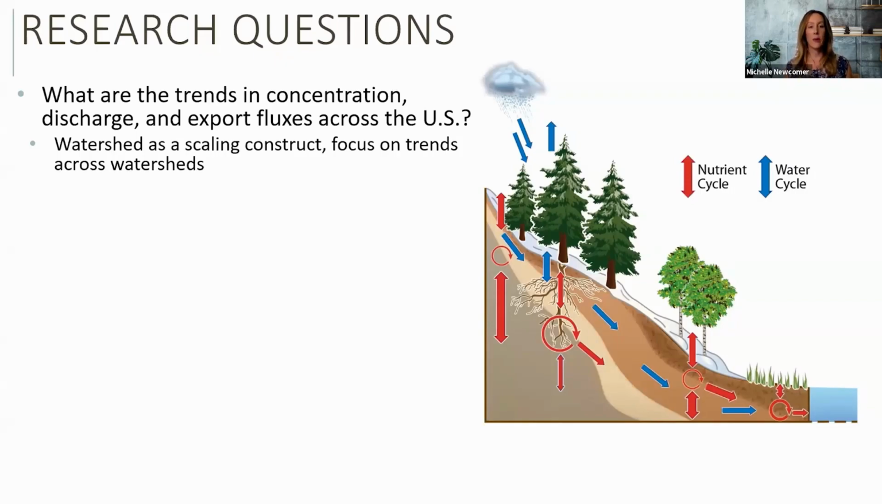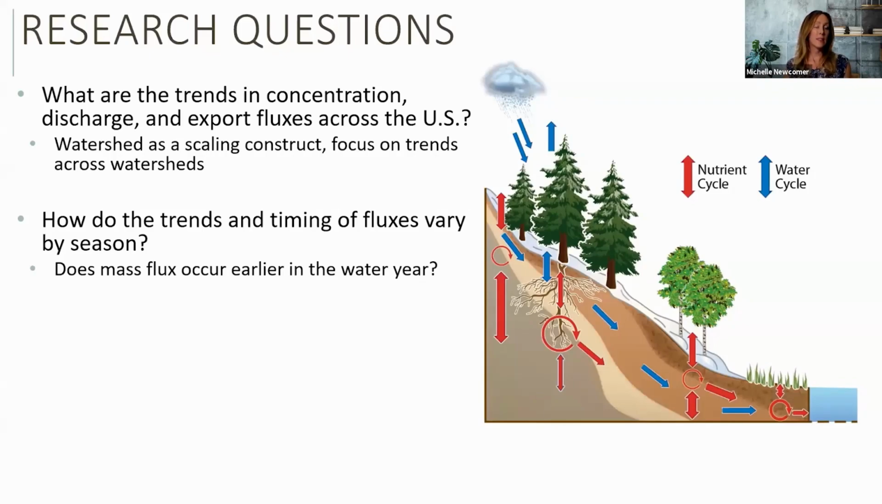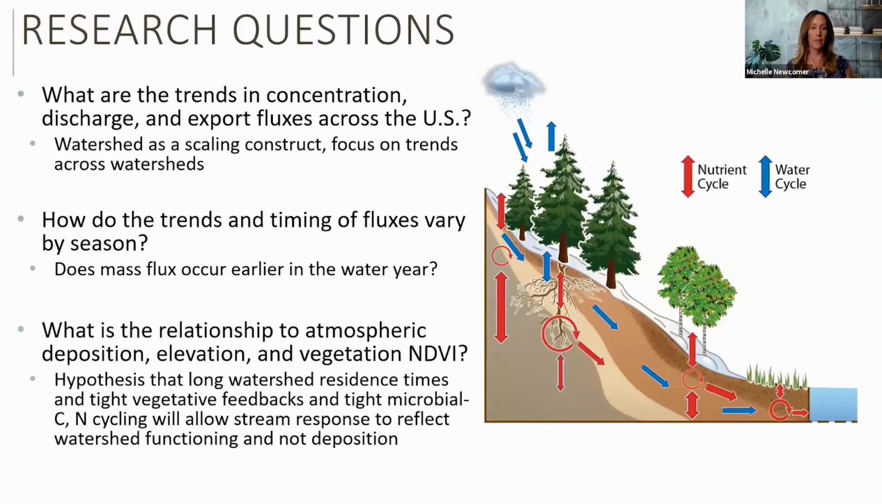how have they changed across the U.S., where we're using the watershed as a scaling construct and focusing on trends in those parameters? And how are they changing, and how does the timing of fluxes change? For example, across the U.S., are mass fluxes of carbon and nitrogen to the oceans, is the timing of that changing? Is it occurring earlier or later in the water year? And then what is the relationship to other variables that we have at the continental scale, such as atmospheric deposition or vegetation, remote sensing metrics that we can use to link water quality to remote sensing.